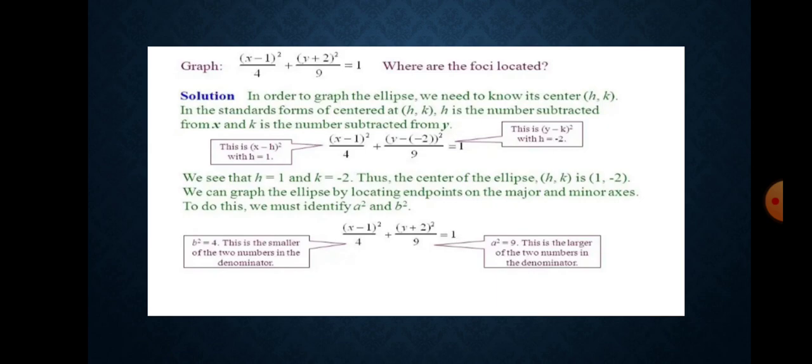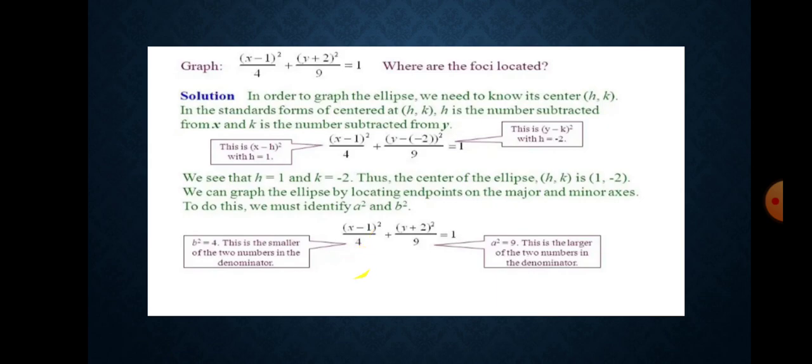So this is x minus h squared, with h equals 1. Then this is y minus k squared, with k equals negative 2. We see that h equals 1 and k equals negative 2. Thus, the center of the ellipse (h, k) is (1, negative 2). We can graph the ellipse by locating endpoints of the major and minor axes. To do this, we must identify a squared and b squared.